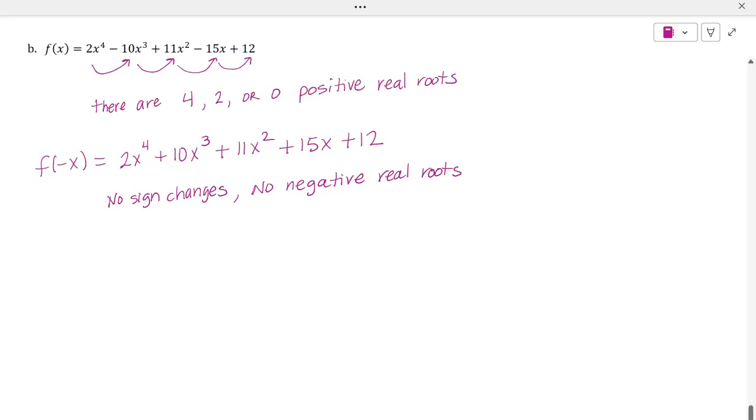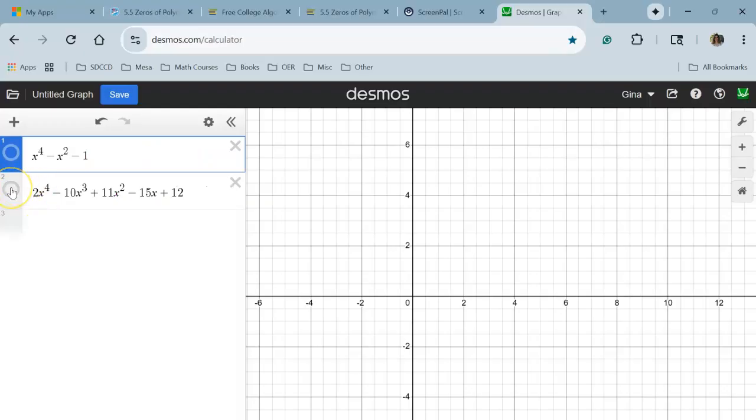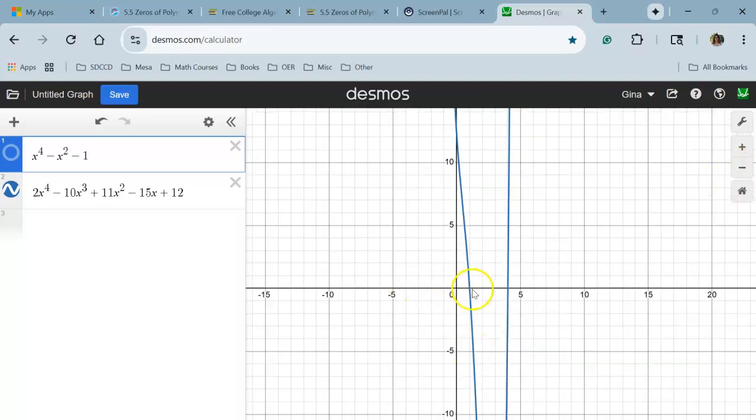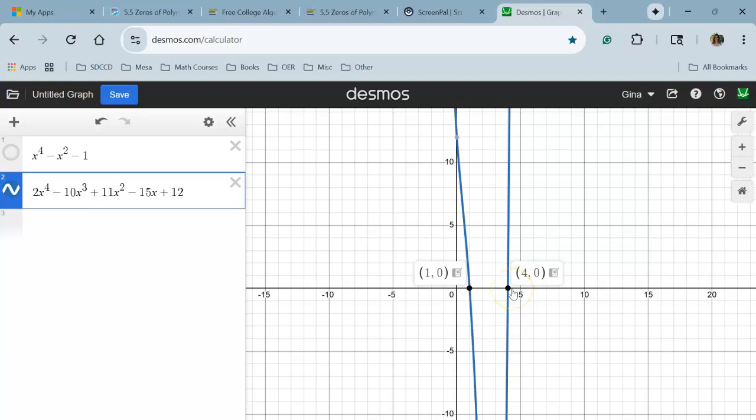Let's look at the graph in Desmos to see if this matches up with what we're finding. Here's the graph of the function we were just looking at. And we do see that we're getting, in this case, 2 positive real roots, and we're getting 0 that are negative. The original is raised to the 4th power. Since we're getting 2 positive real roots, that means that 2 of them are going to be imaginary roots.